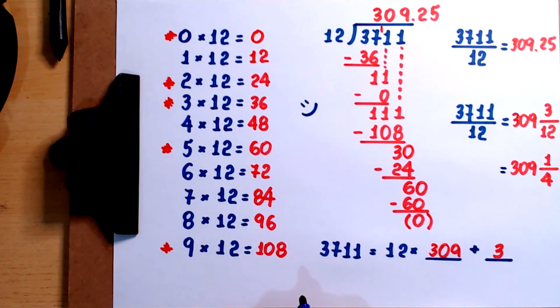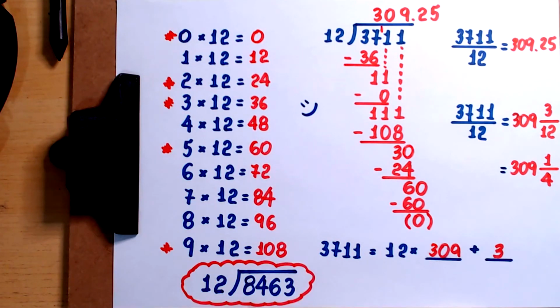And if you are really good at division, why don't you try to do this one? What is 8,463 divided by 12? Challenge number 1. Write a comment with the whole quotient and the remainder. Challenge number 2. Write a comment giving us the exact quotient.